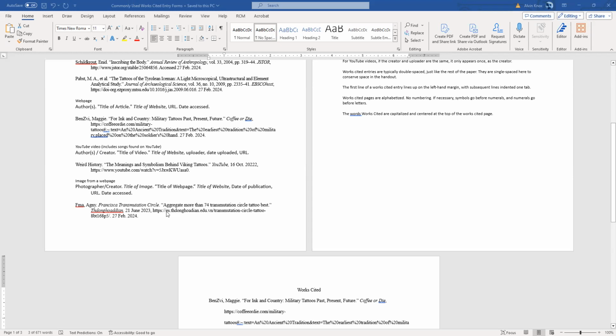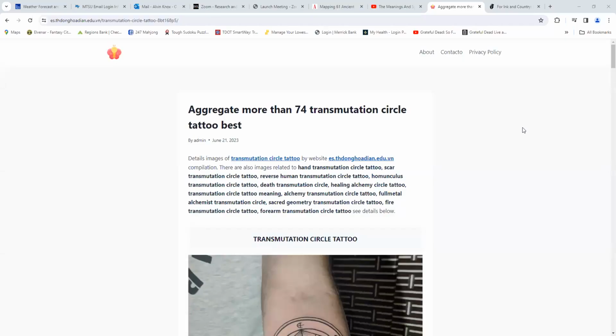Okay, an image from a web page. I'm going to stop share, go to this, then go back to Zoom and screen share again. Now I figured I'm going to put some pictures in my essay, and I need some pictures of tattoos and transmutation circles.